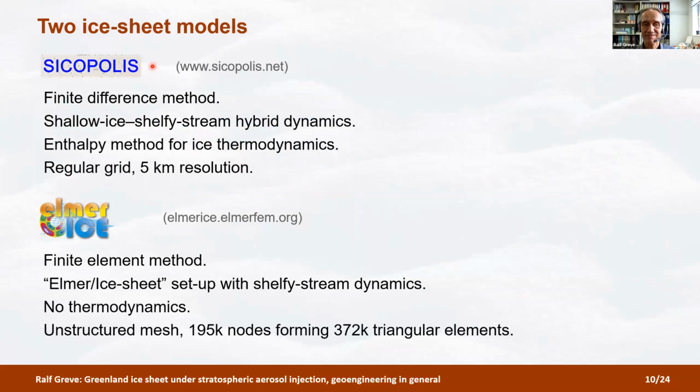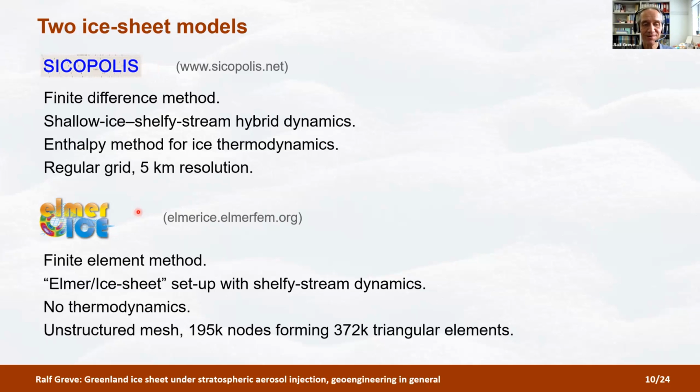uses a finite difference method on a regular grid, 5 kilometer resolution everywhere. The dynamics is a shallow ice shelfy stream hybrid, and thermodynamics is described by an enthalpy method that also takes care of the possibility of temperate ice and water content in the ice.